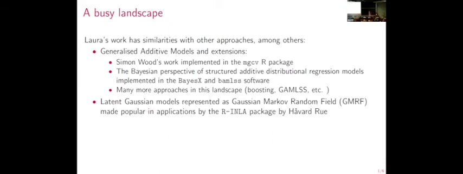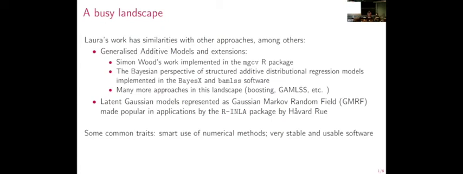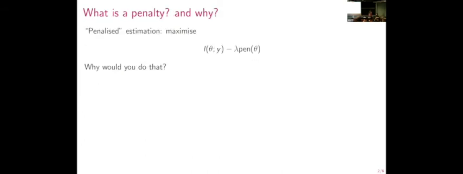The other work on which I found some similarities is possibly the latent Gaussian models expressed as Markov random fields, Gaussian Markov random fields, in the work of Havard Rue and the R-INLA package. One of the things that I think this type of models, this type of implementations have in common, is of course the smart use of numerical methods, which Laura has very clearly demonstrated is something that is necessary to make these methods usable to users, and the development of very stable and usable software. And arguably, I think the MGCV and R-INLA packages are so popular and so applied by people partially because they have very usable software and very well-written documentation. So there is something to be said about the popularity gained by just usability of software, I think.